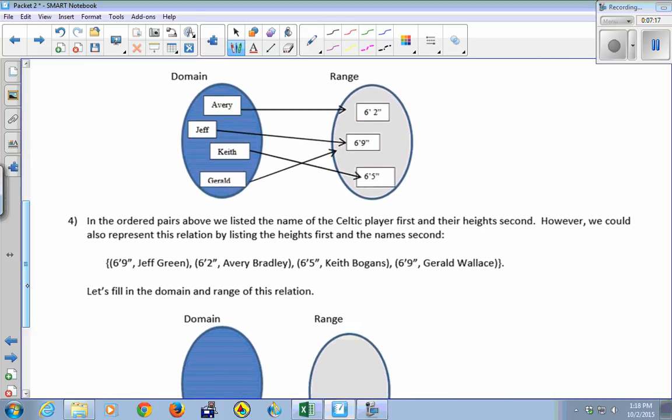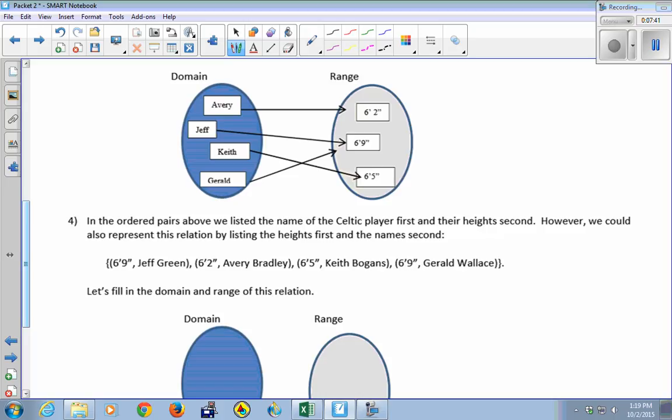Okay, so here's a pictorial illustration of the basketball players' names in the domain, heights in the range, and we can just relate each name to a height with an arrow. So there's just a pictorial way of demonstrating the same information that we can do by ordered pairs of points.